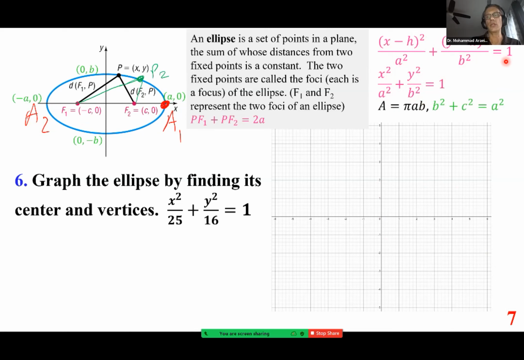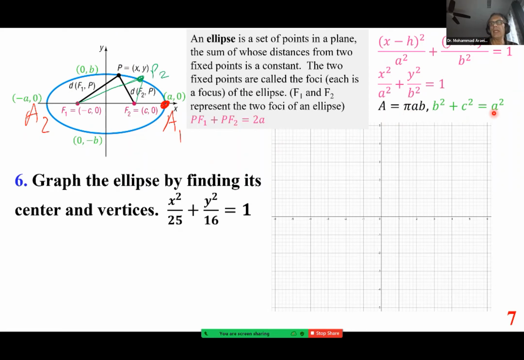Now, if you recall, a circle has an area of A equals pi r squared. A circle is a special case of an ellipse where a and b are equal. If this distance is equal to this distance, it becomes a circle, which gives you the area of A equals pi r squared. So for the ellipse, this one is pi AB.